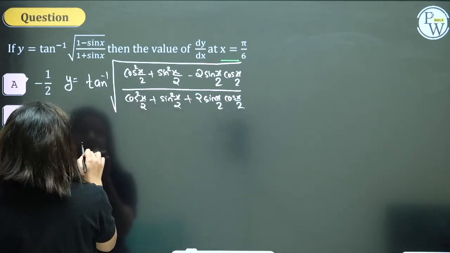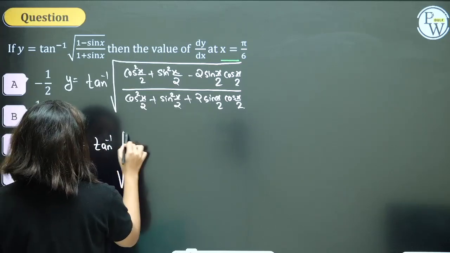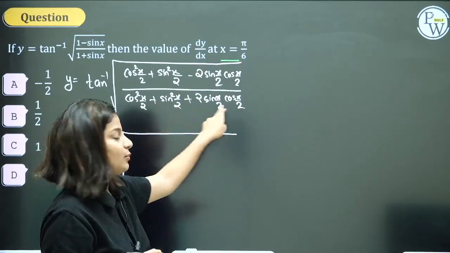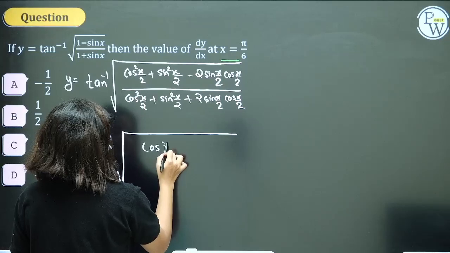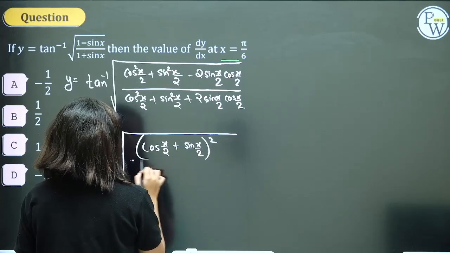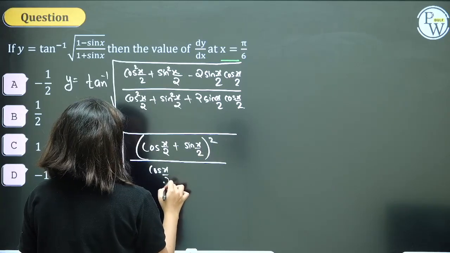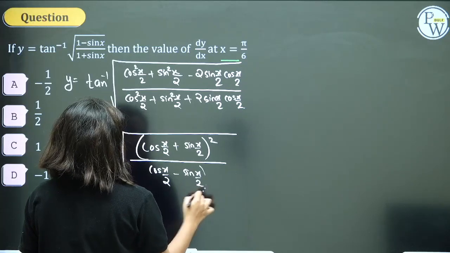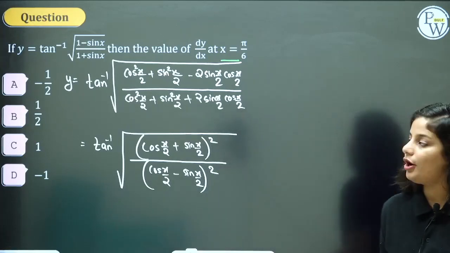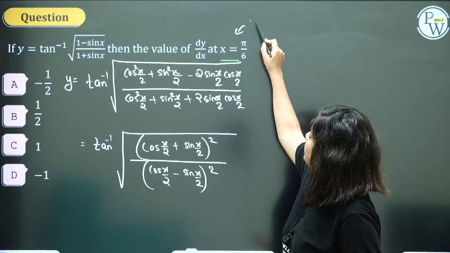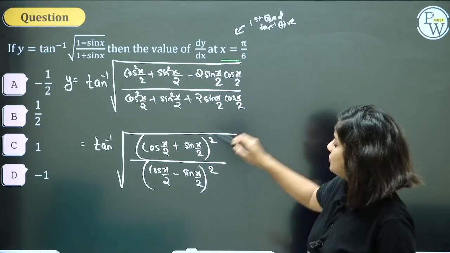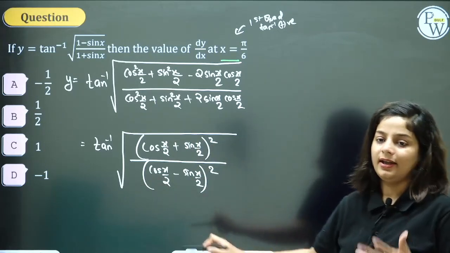The numerator and the denominator have formed a beautiful formula: a square plus b square minus 2ab, and a square plus b square plus 2ab. That is a minus b the whole square upon a plus b the whole square. The square and square root will cancel off. Ideally there is a mod, but they have mentioned x in the first quadrant. So in the first quadrant, tan inverse is positive. So we will cancel the square and square root and take only the positive sign.